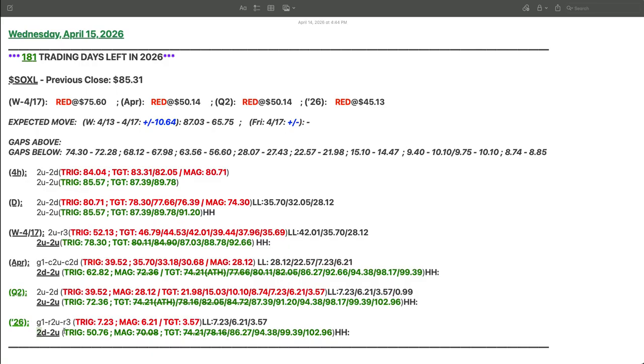All right. On the year, we talked about, we ran the 2 down, 2 up, triggered at 50.76, reached magnitude at 70.08. So not a lot to look for there. Just want to continue to monitor it throughout the year to see how that candle is going to close at the end of the year. So there you have it. Those are your triggers and targets for everything from a scalping perspective all the way up to the 1 year chart.